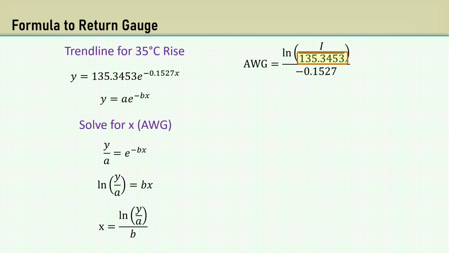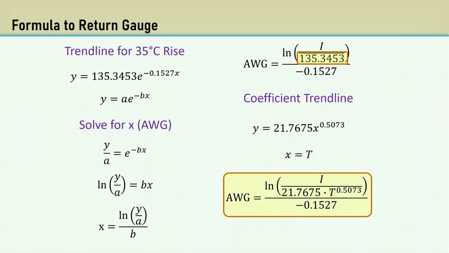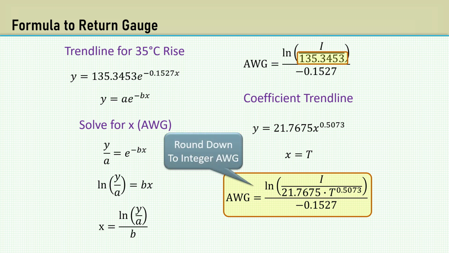135.3453. Here's the coefficient formula, where X is the temperature. We will just stick that formula in place of the coefficient. So there we have a calculation of the chart in one nifty formula. The wire gauge is an integer, so we will need to round down to the nearest integer. Remember, a decrease in the gauge number correlates to an increase in diameter. So we are essentially rounding up to the next highest diameter.